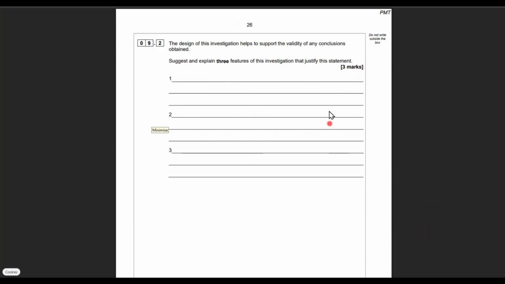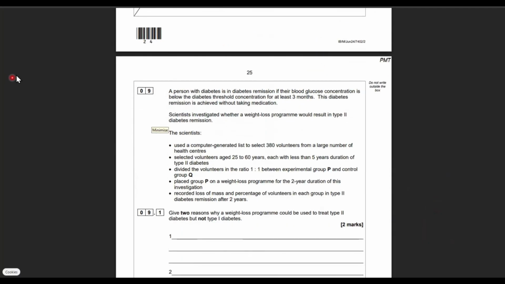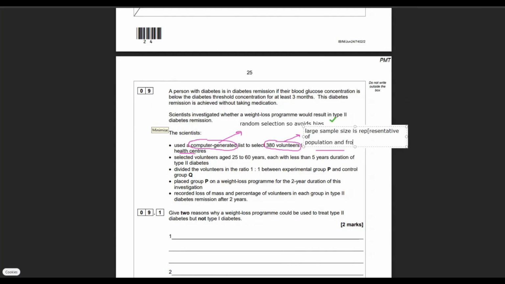9.2, the design of this investigation helps to support the validity of any conclusions obtained. So, what is it about this that makes this valid? What are 3 things that you would say about this experiment that makes it valid? You can pause the video, have a read through and see, but you can see there's loads of good things they've done here. They use computer generated lists to select 380 volunteers. So it's a large sample size, sorry. So that is really good. They did the computer generated selection, which you always should have, a random selection, and that avoids bias.